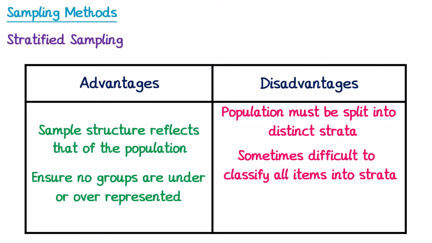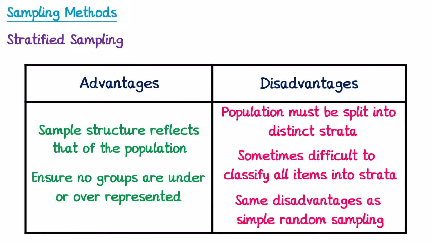Another disadvantage is that sometimes it's difficult to classify all of the items into the strata. If we go back to the example of football supporters at a football game, it may be that some of the people at the football game don't support any of those teams at all, or perhaps one supporter supports a completely different team that's not playing on that day. This could mean it's difficult to classify them for the purposes of what you're investigating. And for the final disadvantage, we need to remember that stratified sampling concludes with a simple random sample of each of the strata. This means it has the same disadvantages that simple random sampling has as well. For example, it requires a sampling frame, and it can be difficult for particularly large samples or populations.